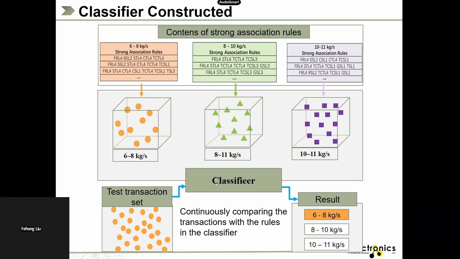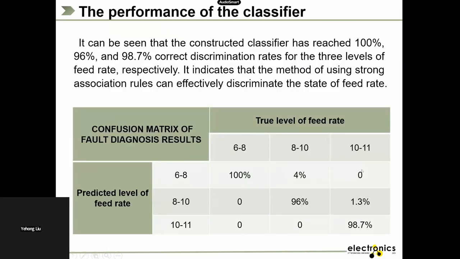Upon inputting the transactions from the test set into the classifier, an ongoing comparison process ensued. Consequently, the classification process confirmed that the transactions within the test set corresponded to the feedrate of 6 to 8 kilograms per second. And it can be seen that the constructed classifier has reached 100%, 96%, and 98.7% correct discrimination rates for the 3 levels of feedrate, respectively.